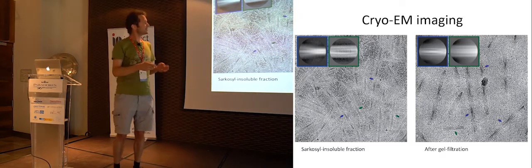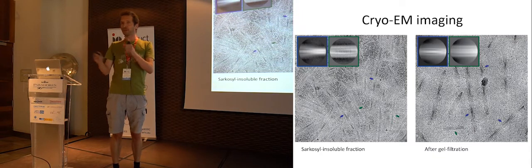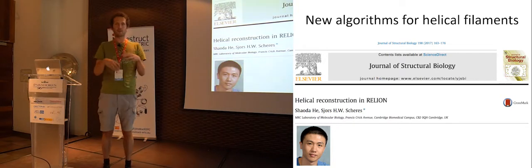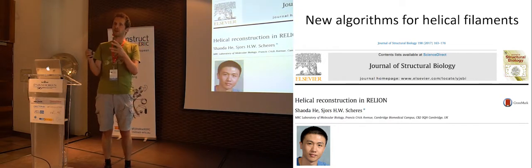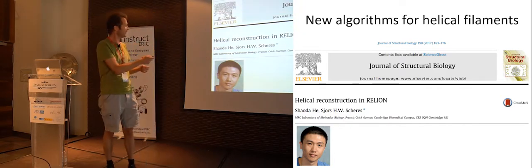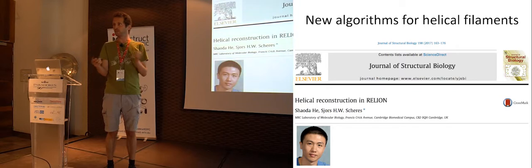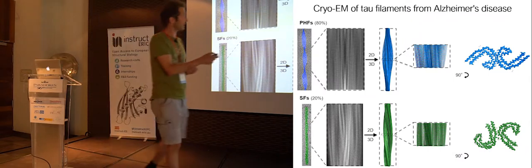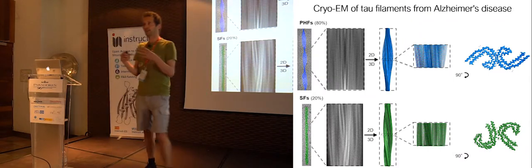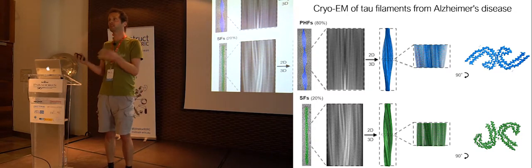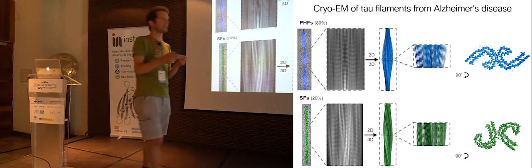Now, this work coincided with a very brilliant PhD student in my group, Shaoda He, having more or less finished his implementation of how to deal with helical symmetry inside our image processing program RELION, and thereby everything was in place to do atomic resolution structure determination. And this indeed succeeded, and Anthony managed to get around 3.5 angstrom resolution reconstructions of both the paired helical filament and the straight filament from this AD brain.